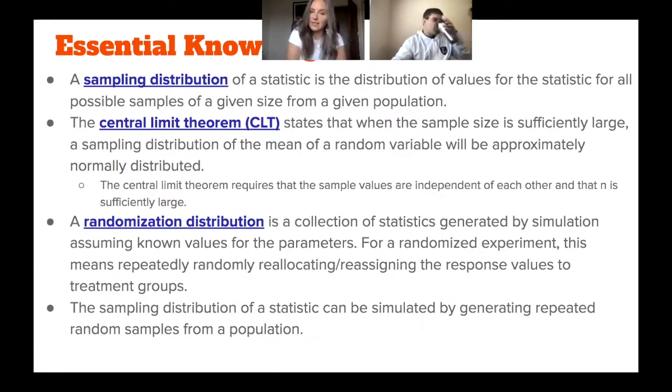Remember, statistic, sample, SS. A sampling distribution of a statistic is the distribution of values for the statistic for all possible samples of a given size from a given population. What? I have no idea what you just said. I read a definition and you were supposed to Bobbyize it.